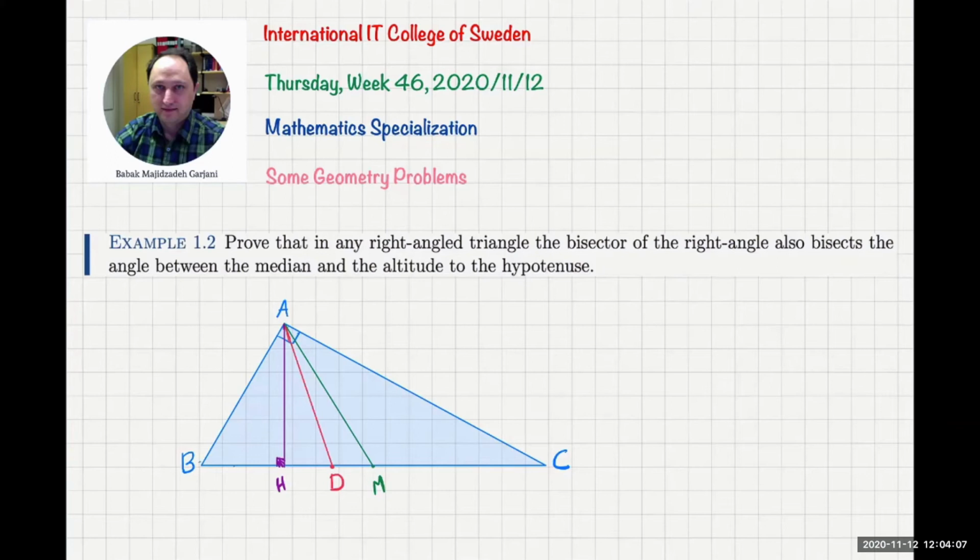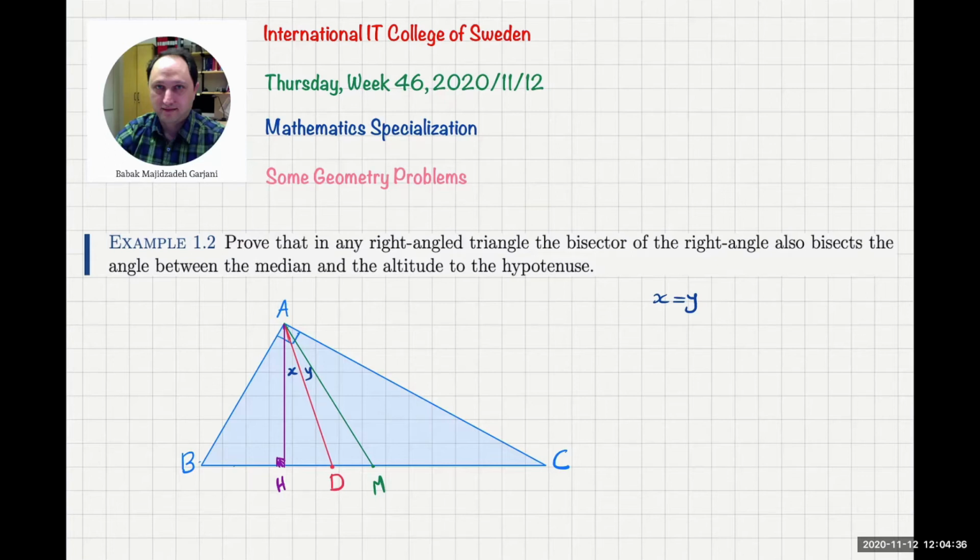So in these kinds of problems, because we really don't know where we should start, what I usually do is try to put names on my angles. So let me call this angle, for example, here X. Let me call this angle Y. My point is to show that X is equal to Y. Okay, so we want to show that.